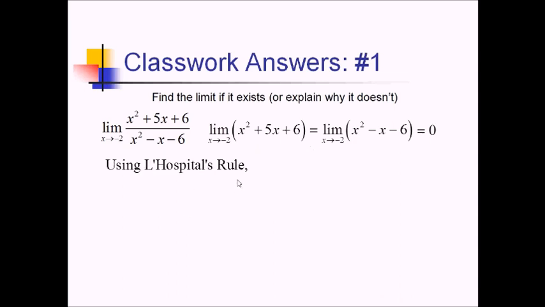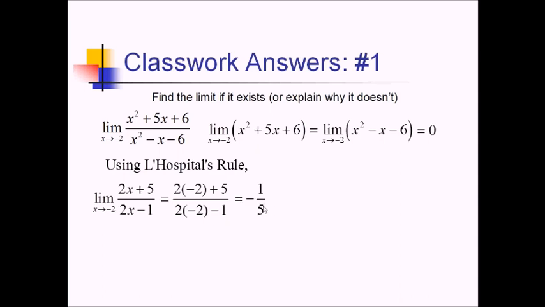So using L'Hopital's rule, I take the derivative of the top and the bottom independently. So I've got 2x plus 5 in the numerator and 2x minus 1 in the denominator. Still have a limit as x approaches -2 of that. Let's plug in -2 again. If I plug in -2 up top, I've got -4 plus 5, which is 1. Down below, I've got -4 minus 1, which is -5. So -1/5 for my limit.